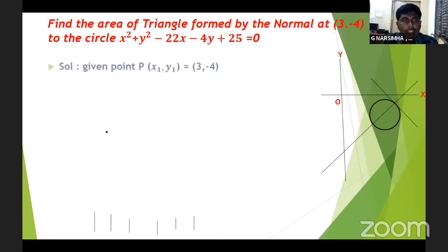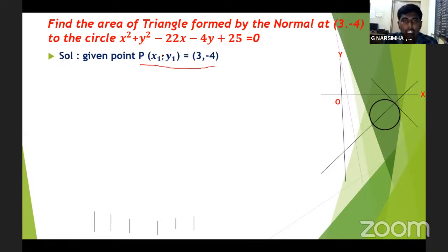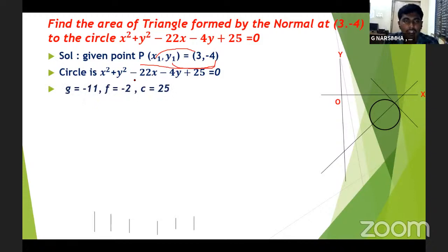Okay, just observe the given data. The point is given as 3 comma minus 4. I am assuming x1 as 3, y1 as minus 4. The given circle is x square plus y square minus 22x minus 4y plus 25 equals 0. Compare this given circle equation with the general form of the circle, x square plus y square plus 2gx plus 2fy plus c equals 0, where 2g is minus 22, that implies g equals minus 11, and 2f equals minus 4, that is f equals minus 2, and c is equal to 25.